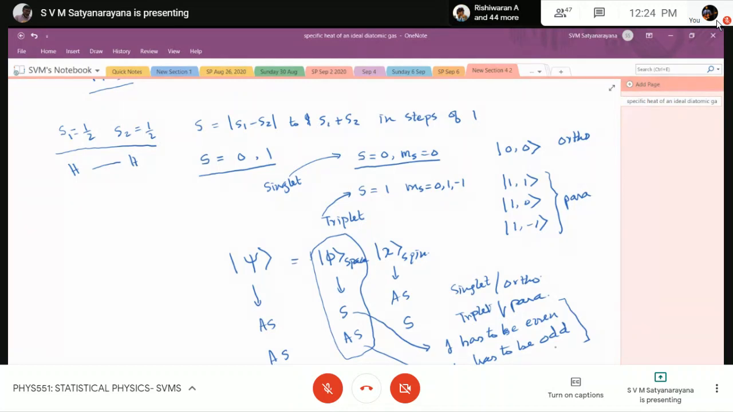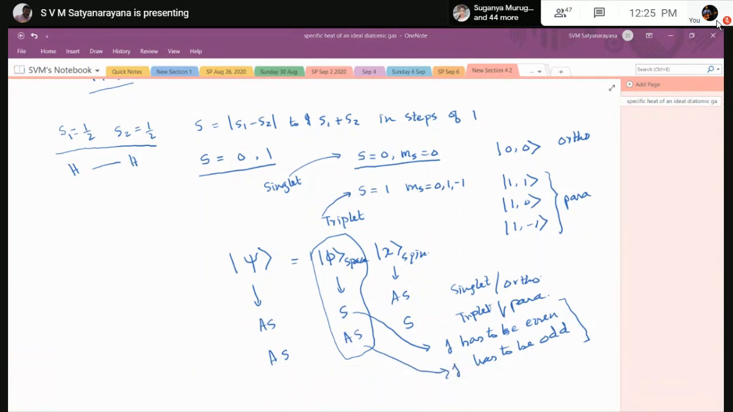If I have to make it more clear, then I have to teach addition of angular momentum completely, which I think I cannot do now. So please look at addition of angular momentum, how this triplet and singlet state comes. Okay, sir. Thank you, sir.